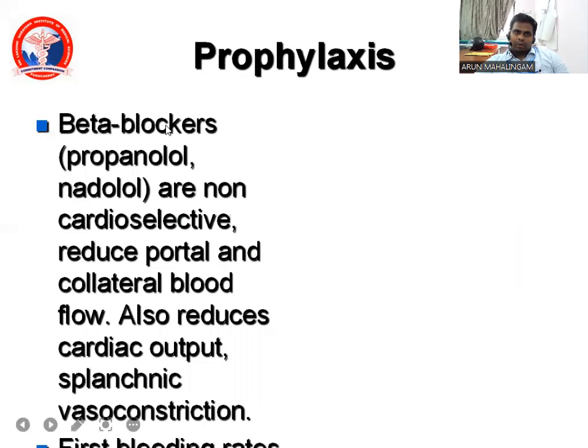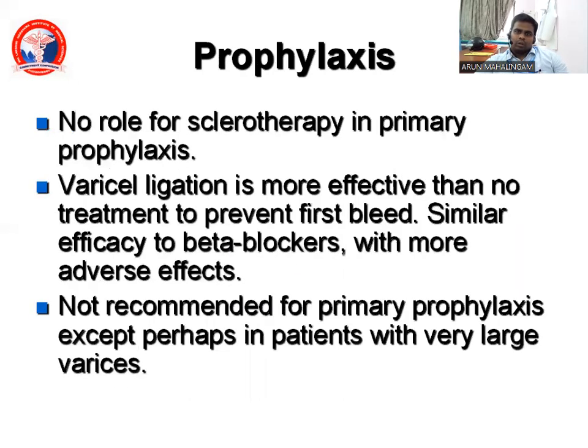The patient can be put on beta blockers such as propranolol and nadolol, non-selective, to reduce the portal collateral blood flow and also reduce the cardiac output. In all these cases, the patient is put on a controlled resuscitation. Prophylaxis: there is no role of sclerotherapy in primary prophylaxis. Variceal ligation is more effective than no treatment, with similar efficacy to beta blockers but more adverse effects, and is not recommended for primary prophylaxis.